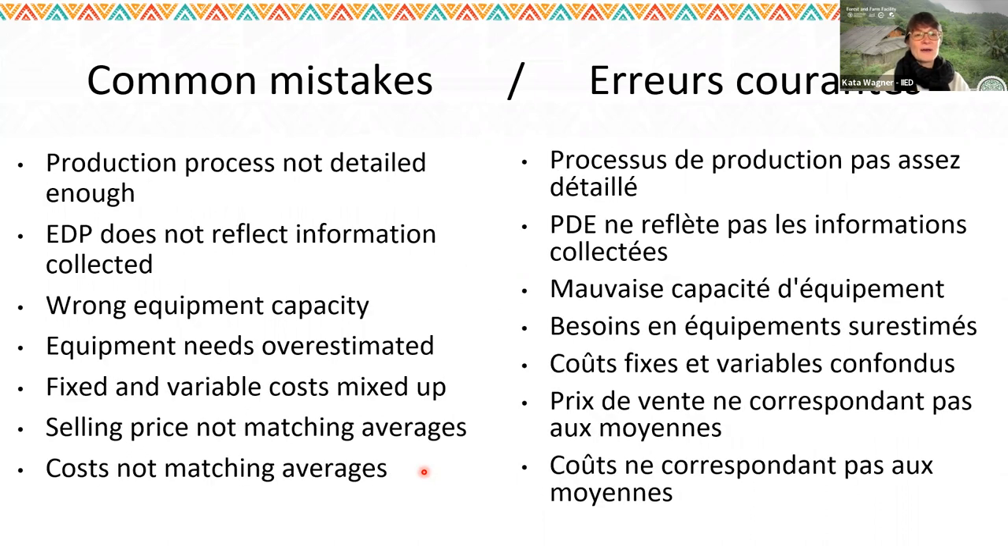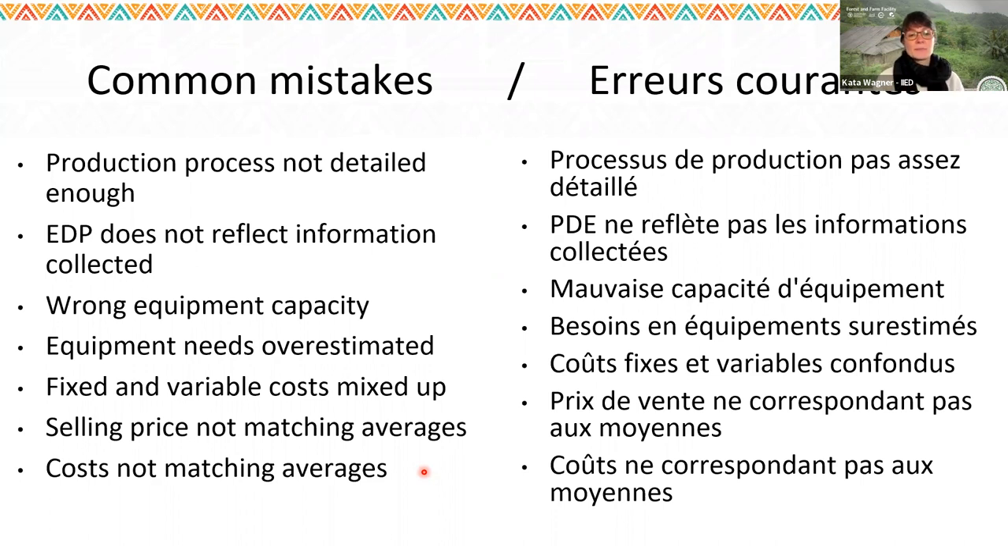Continuing on that list, it could be that the production process is not really detailed enough, which gives you an indication that the entrepreneur hasn't perhaps grasped all of the different steps that need to be put in place to actually produce what they want to produce. Or the calculations that are made in the enterprise development plan do not reflect the information that was collected in the second phase. What also often happens is that the capacity for equipment is calculated wrongly.